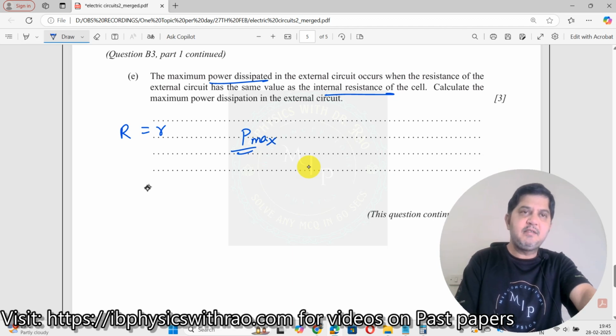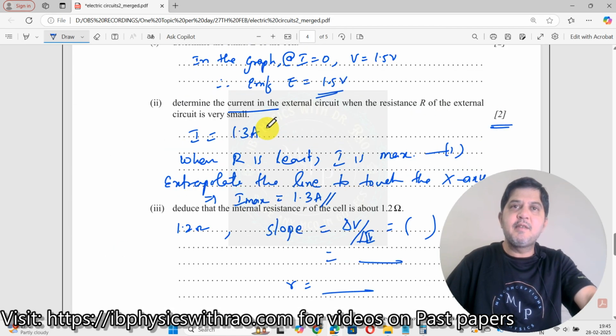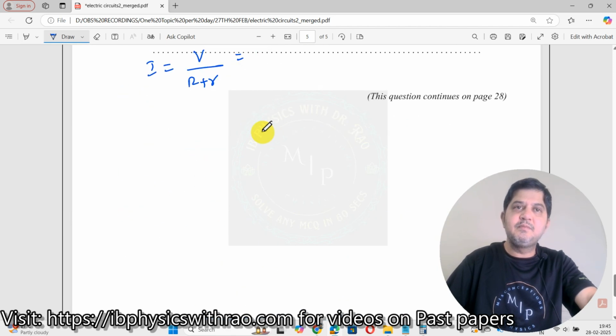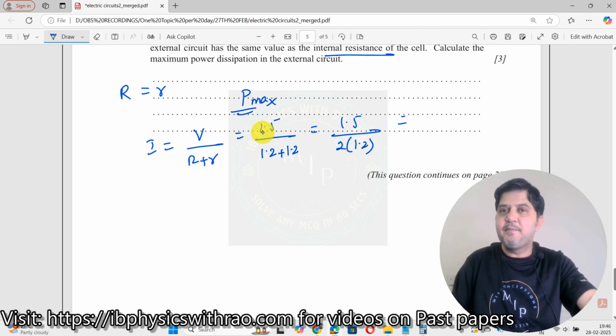So now we have I. What is the value of I? I is equal to V divided by R plus r, total voltage by total resistance. What's the value of V? It's already given, 1.5 volt, the e.m.f. Divided by, what was the value of R? 1.2 plus 1.2, which should be 2.4. So 1.5 divided by 2.4.